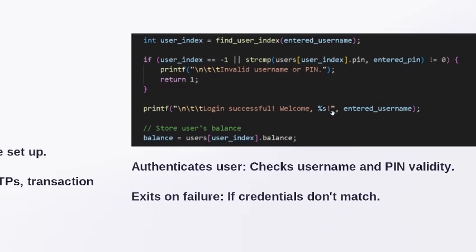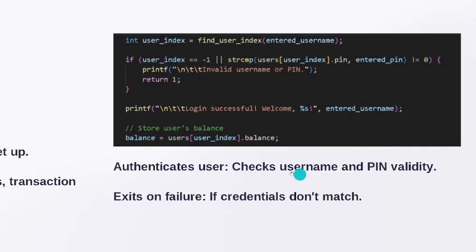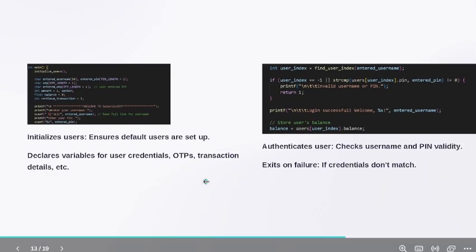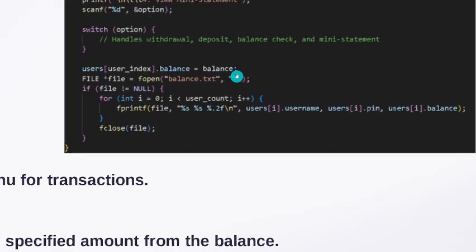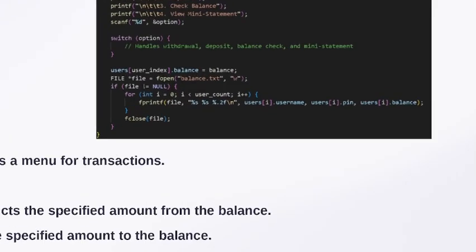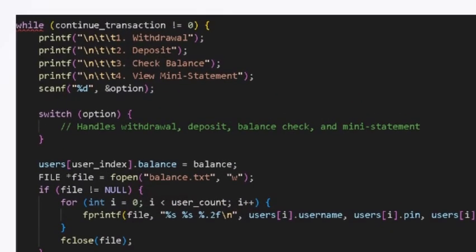Now this authenticate user function checks username and pin validity, and exits on failure if credentials don't match. As you have seen in the video, if someone enters an invalid OTP or invalid pin, it will automatically exit. Now these are the options that are available in my particular code: withdrawal, deposit, check balance, and mini statement. In mini statement, one can see up to the last 5 transactions.